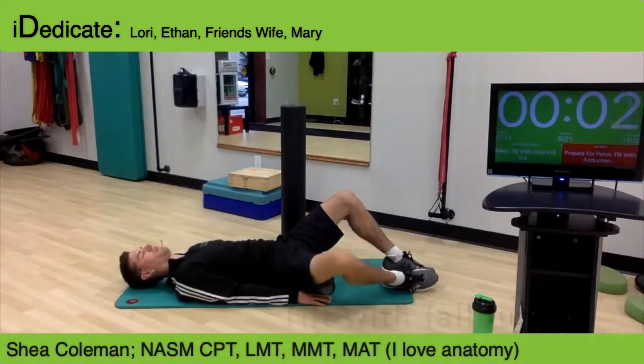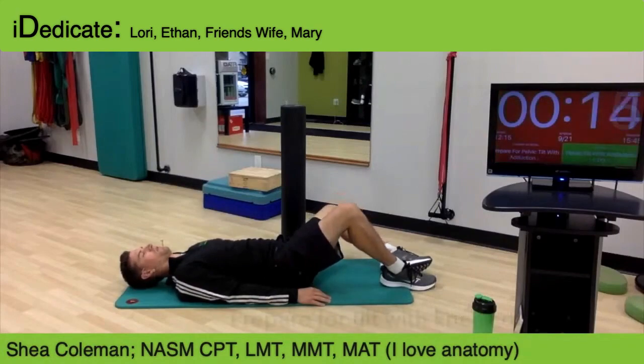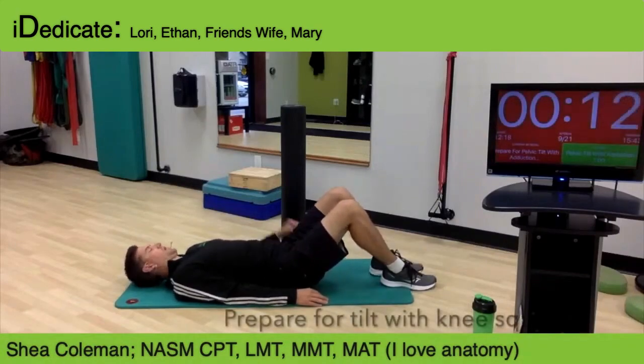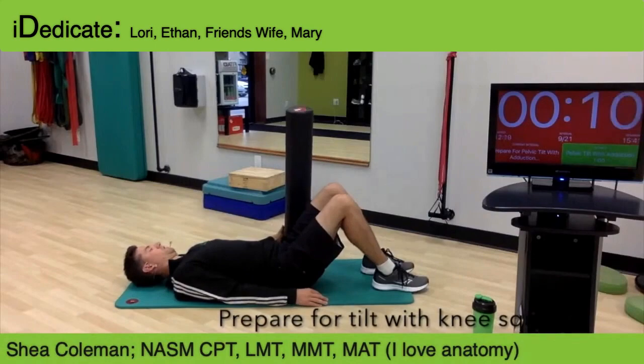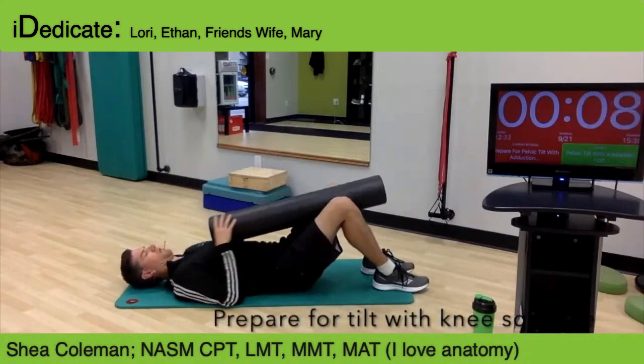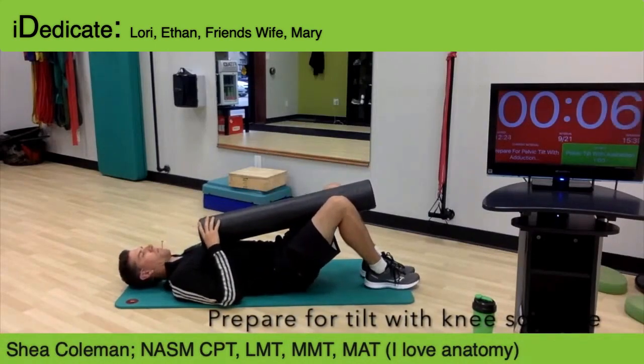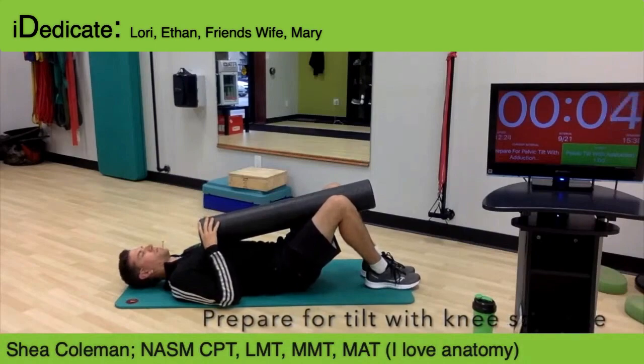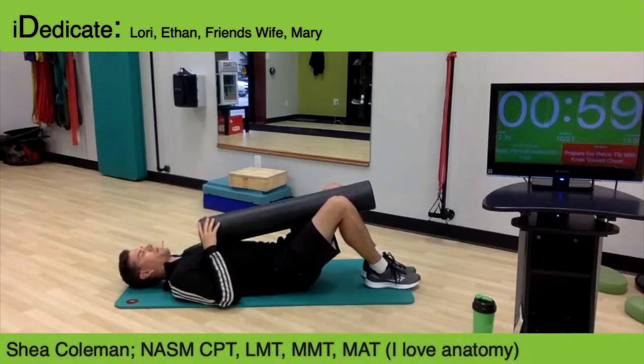3, 2, 1. Prepare for pelvic tilt with adduction. Okay, tilt with adduction. Grab that foam roller. 6-step movement: core tight, squeeze the knees, lift, set, release the knees, release the core. 3, 2, 1. Pelvic tilt with adduction.